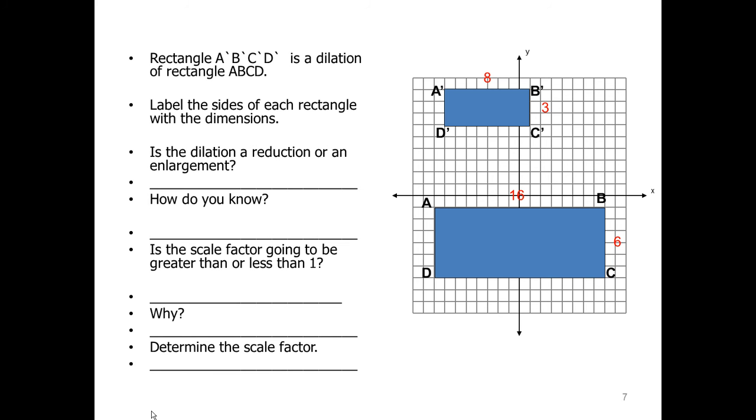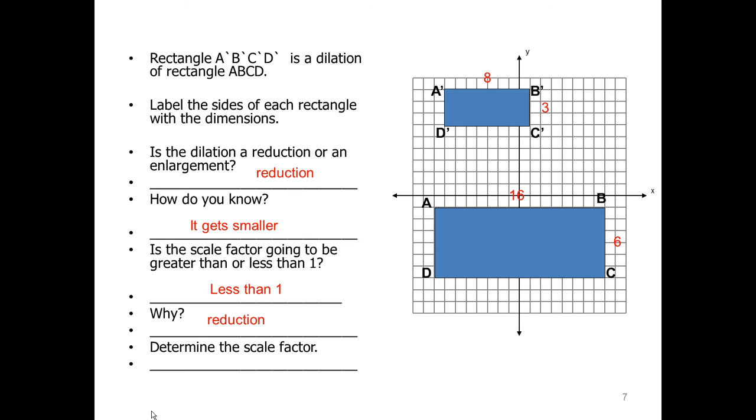And it asks us, is the dilation a reduction or an enlargement? Well, if A prime, B prime, C prime, D prime is the new figure, then we should be able to say it's a reduction. It's definitely getting smaller. The side length has gone from 16 to 8, or from 6 to 3. So how do we know? We know because it gets smaller. Is the scale factor going to be greater than or less than 1? Well, it's going to be less than 1 because it's a reduction.